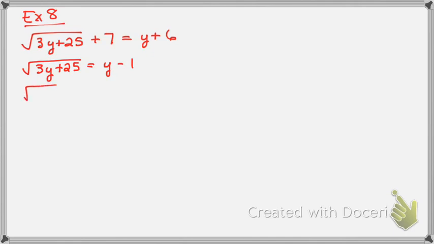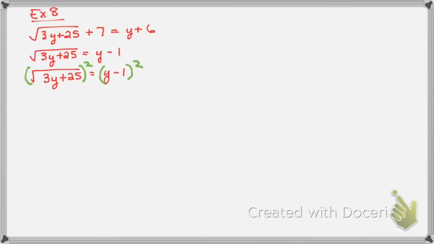So now, since this one's a little more complicated, we'll be a little more thorough here and write it twice for your notes, because I am going to square both sides. Okay, is everybody with me? I have to square both sides. Okay, so on this one, when I square both sides, the square and the square root cancel out. And I'm just left with the 3y plus 25. And that's the easy side.